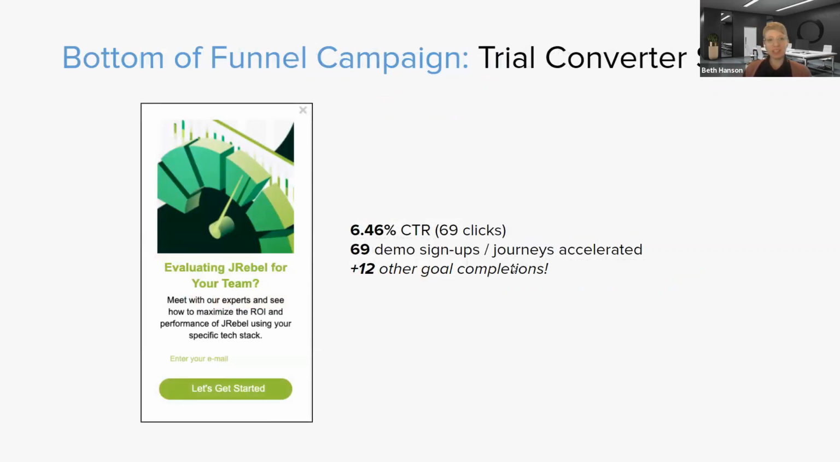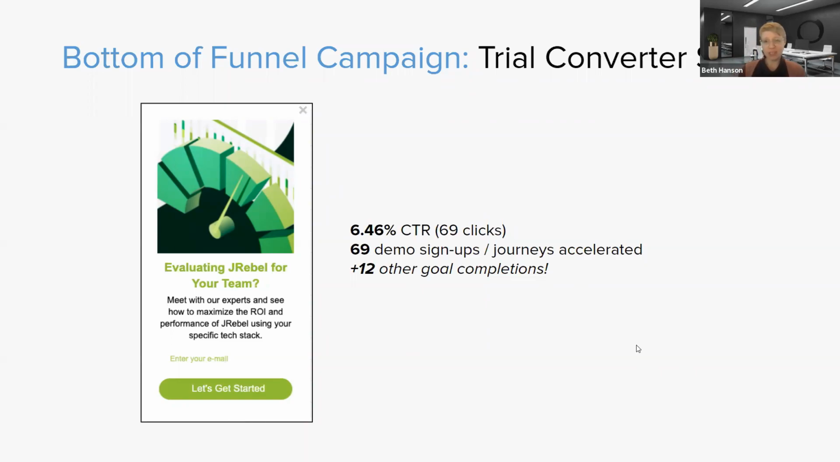All right, and then moving into the bottom of the funnel, these are some campaigns that we're doing to people who've already signed up. So we want to help them move along in their journey because signing up for a trial isn't the last step. Hopefully, we want to keep them moving into our sales team's hands and help them become customers. So this campaign is running for people who've already signed up for our JRebel trial, offering them a kind of custom one-on-one demo with our experts. So we're seeing a really good click-through rate and sign-up rate on this as well.